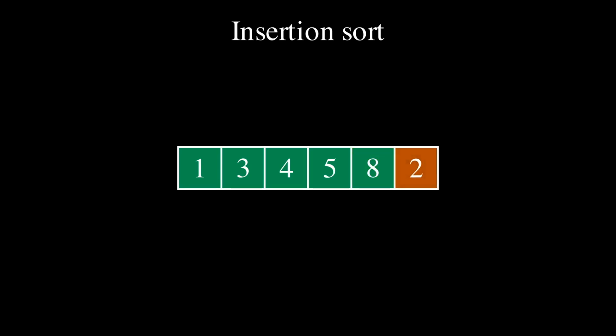The last iteration starts from the last element in the array. To keep the array sorted, we need to exchange 2 with all elements greater than 2. We swap 2 and 8. 2 is still not in the proper place. We swap 2 and 5. 4 is greater than 2, we swap them. And finally we swap 3 and 2. We completed the sorting of the array.